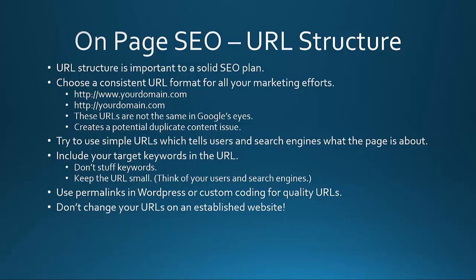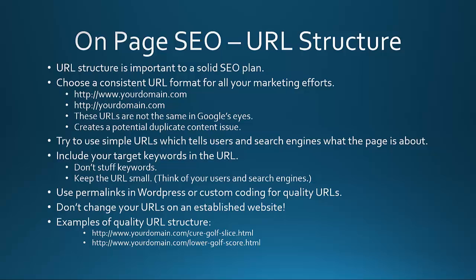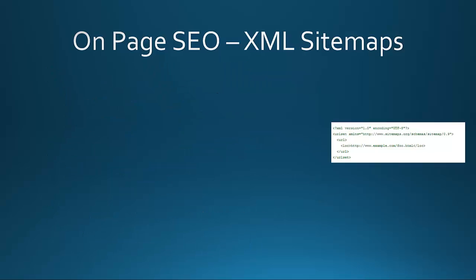Without knowing the situation, I can't tell you in this training, like, hey, you should change your URLs, but it's something I wanted to advise you on so you understand what your options are for improving that. Examples of quality URL structures would be like yourdomain.com/cure-golf-slice.html, lower-golf-score.html, golf-6.html, like if there's a number for your articles. Those are good ideas of clean URLs.